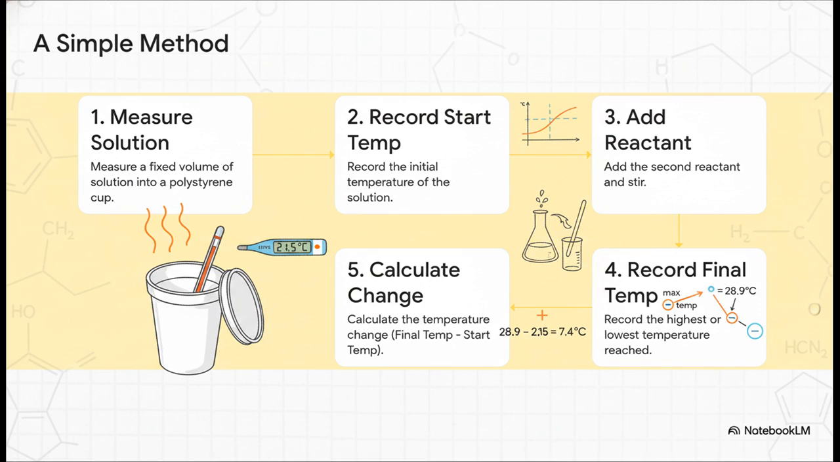Then, you add your other reactant, give it a stir so it all mixes properly, and keep your eye on that thermometer. You're looking for the highest temperature it reaches for exothermic or the lowest for endothermic. And the last step? Simple maths. Just find the difference.